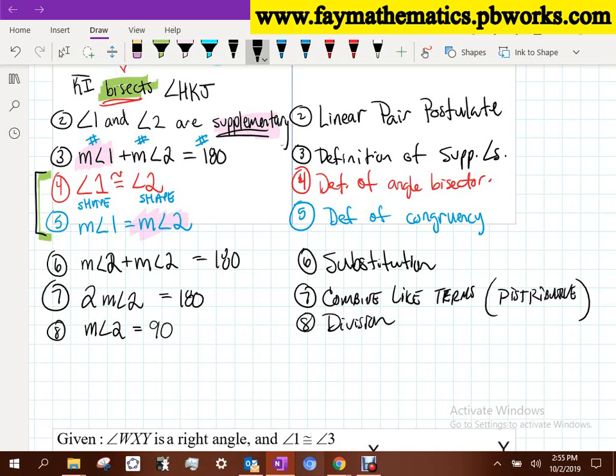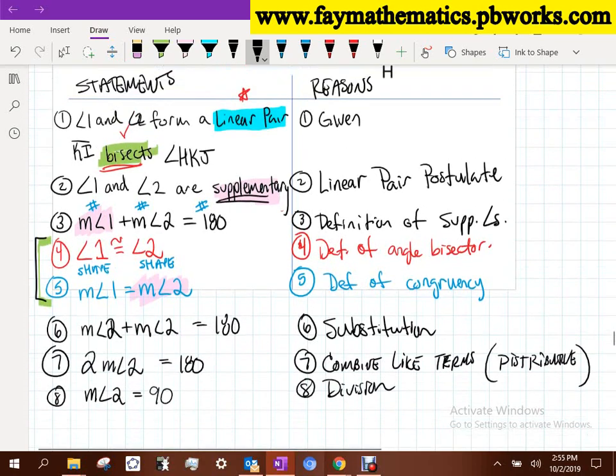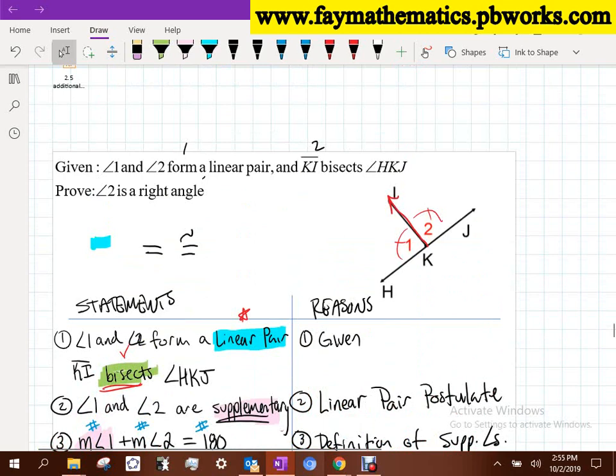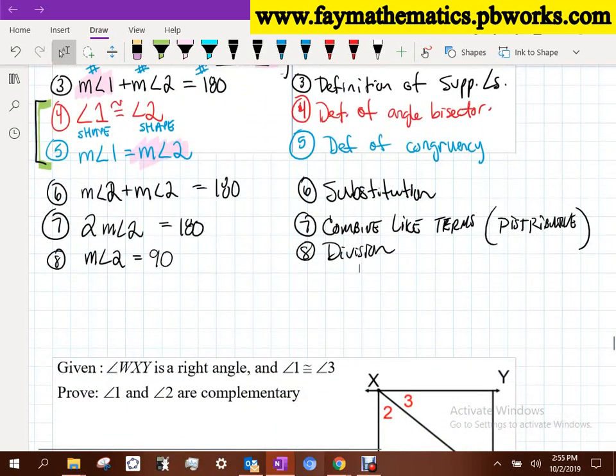But remember who we're writing this for. We have to make sure that we make a conclusion that matches up to the proof here. Okay, so when I say measure of angle 2 equals 90, that's not saying this yet. So I want to go one step further. If I know I've got an angle that's 90 degrees, so angle 2 is a right angle.